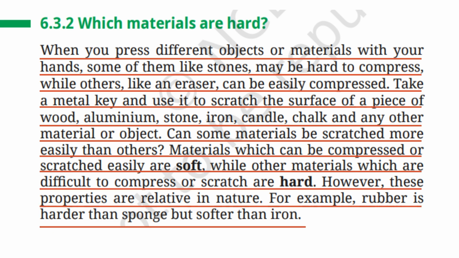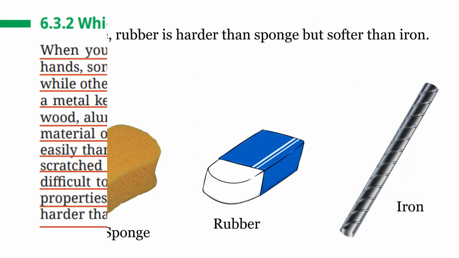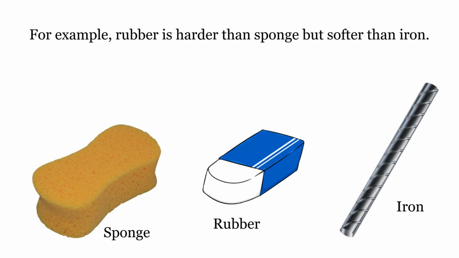Materials which can be compressed or scratched easily are soft, while other materials which are difficult to compress or scratch are hard. However, these properties are relative in nature. For example, rubber is harder than sponge but softer than.